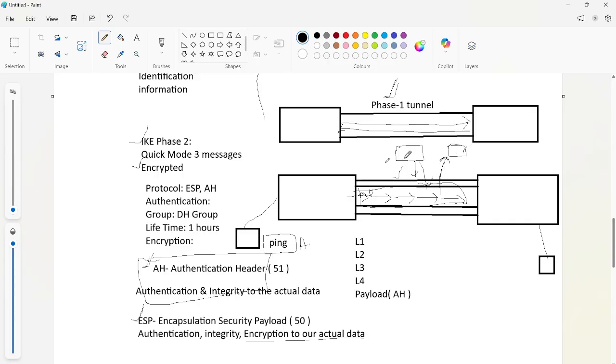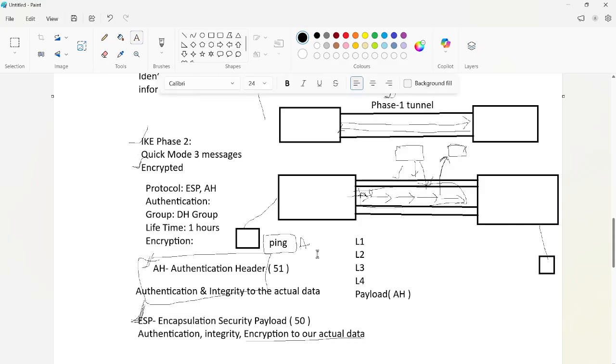So mostly we prefer ESP as the protocol whenever you are forming an IPsec phase 2 tunnel between your branch offices. By default ESP is there, but if you want AH you can use it too, but for an extra layer of security on your data, we can use ESP. ESP will be added as a payload here.